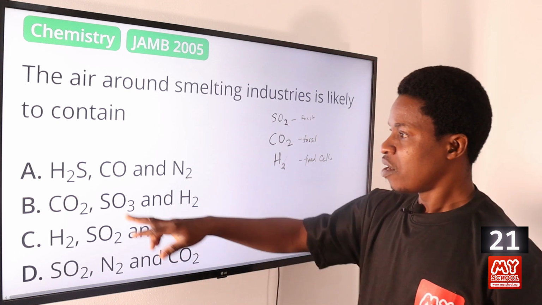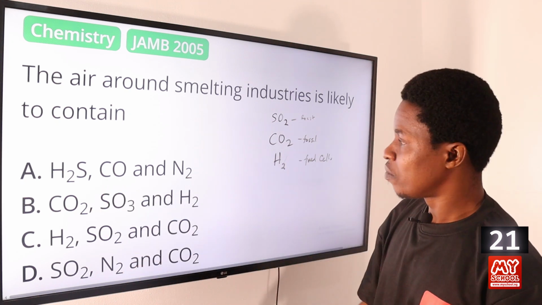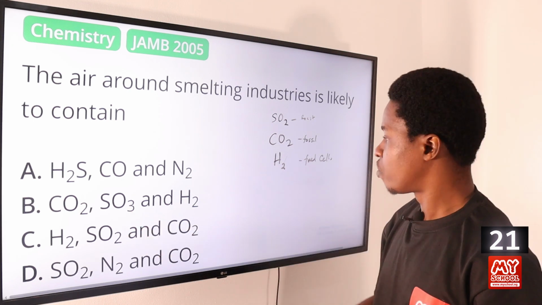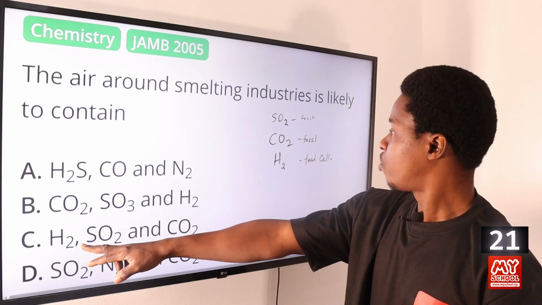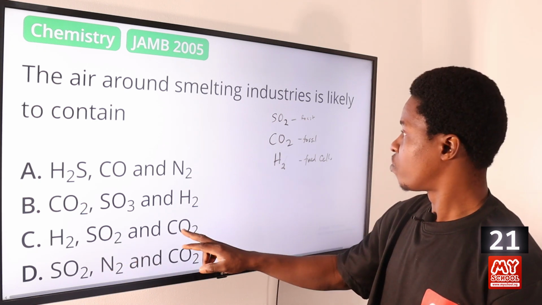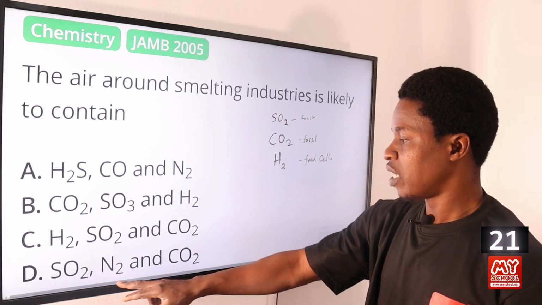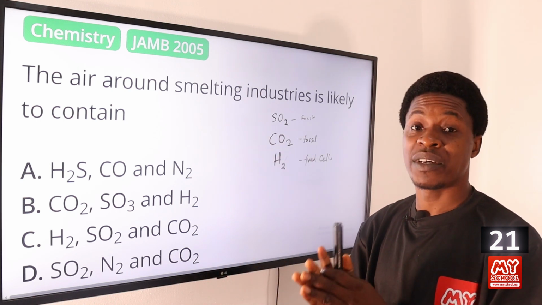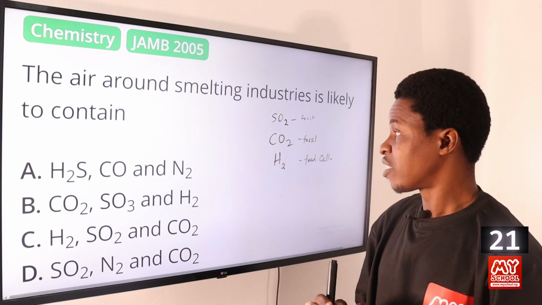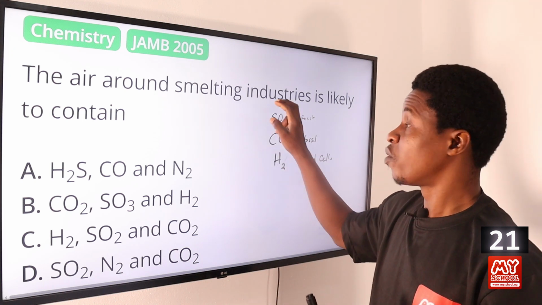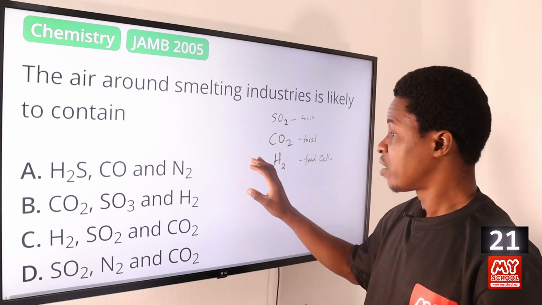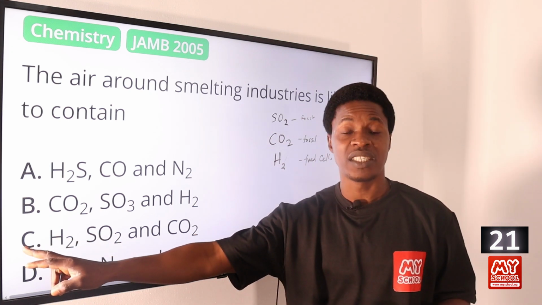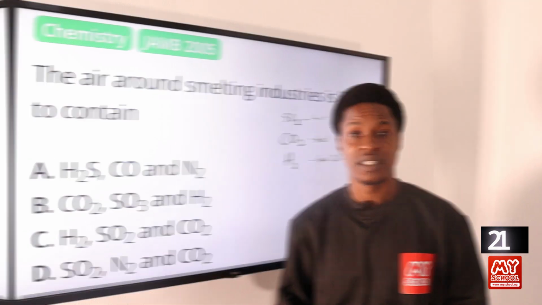So let's look at the options. We have H2S, no, that's not it. We have CO2 and SO3, no, we don't have SO3, we have SO2 here, so this is not correct. We have H2, SO2, and CO2, yes, that's correct. We have SO2 and N2, and of course nitrogen is present in the air because it has a larger percentage in the air, but don't forget, we're looking at the air around smelting industries. So among these options, hydrogen, SO2, and CO2 is the correct answer. So the correct option here is option C.